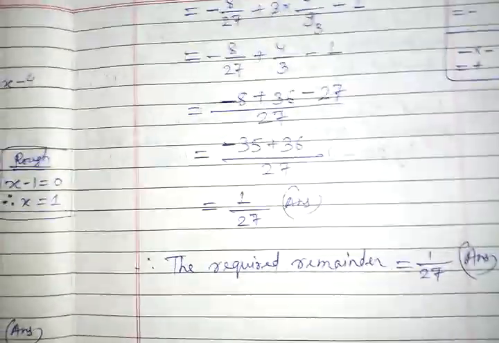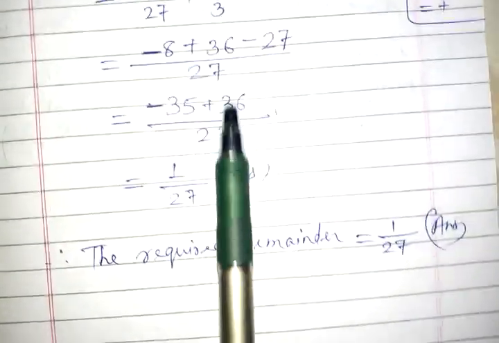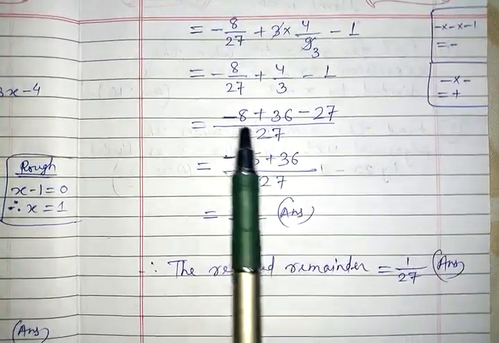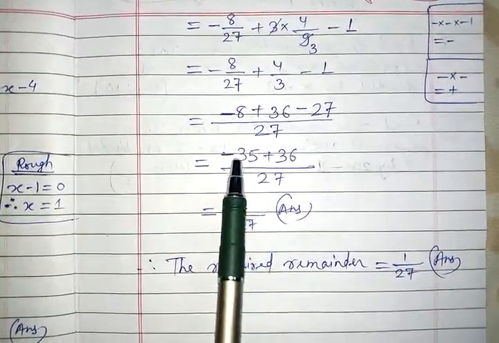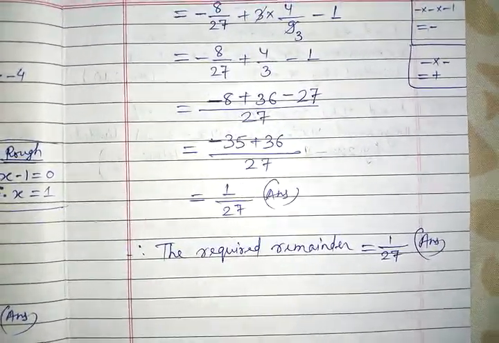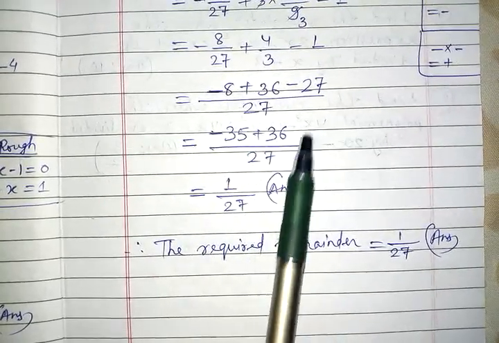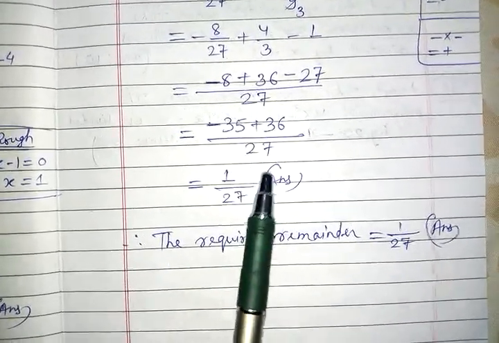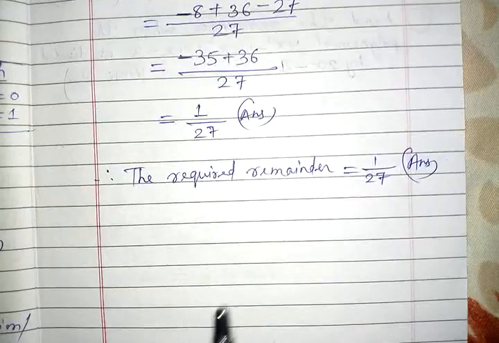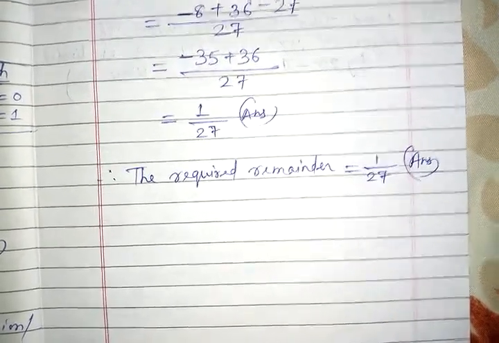Now what you will do is you add both the minus numbers and keep the plus number. So now minus 8 minus 27 is minus 35, plus 36, and minus 35 plus 36 is 1. So our final answer is 1 by 27. So the required remainder is 1 by 27.